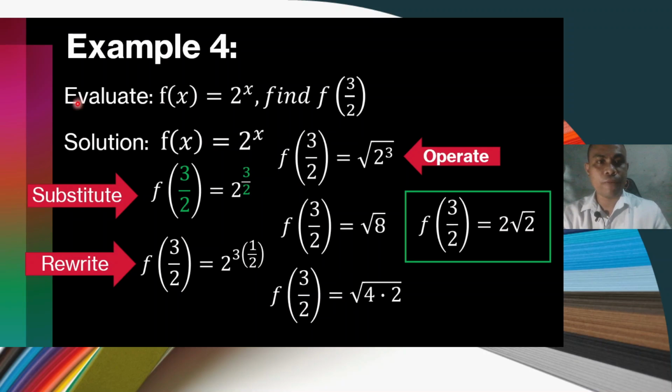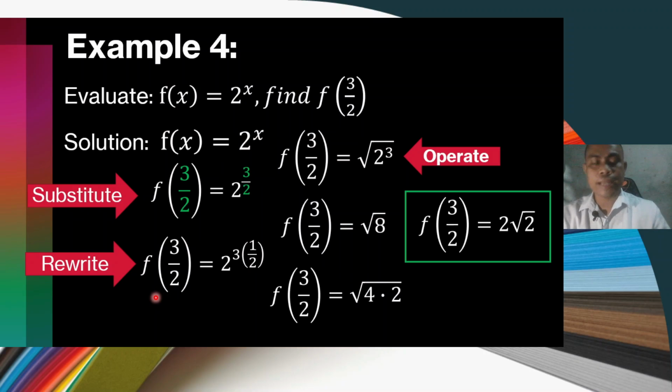For example, number 4, evaluate the function f of x equals 2 to the power of x, and we're going to find f of 3 over 2. So, our solution, of course, don't forget, let's replace first the value of x. So, that is 3 over 2. And then, after doing that one, we're going to rewrite. So, let's just slow down our steps before we operate.